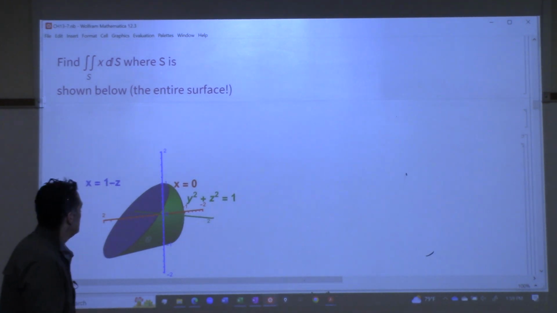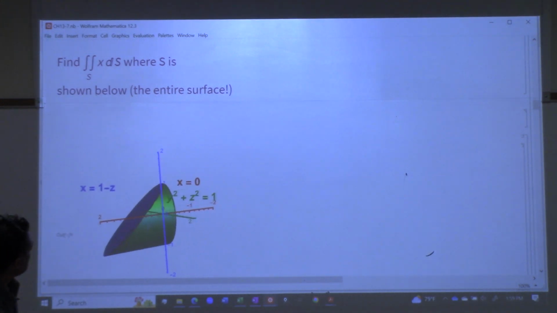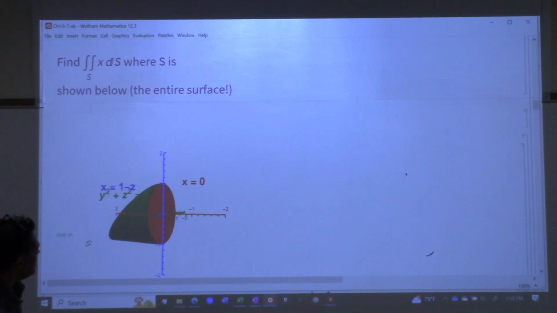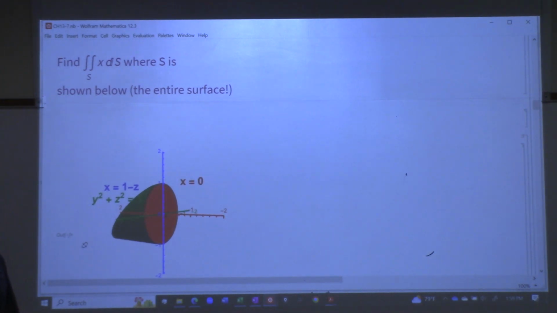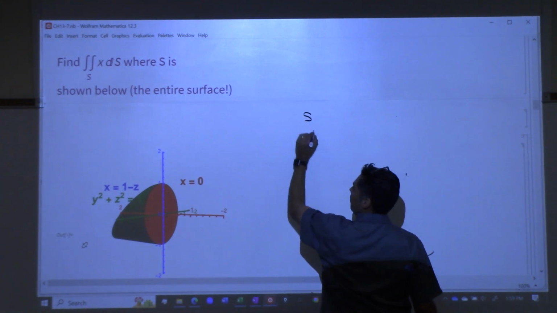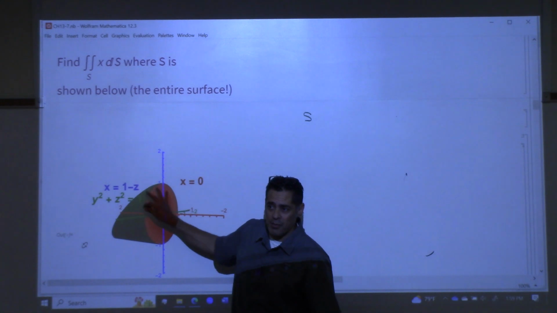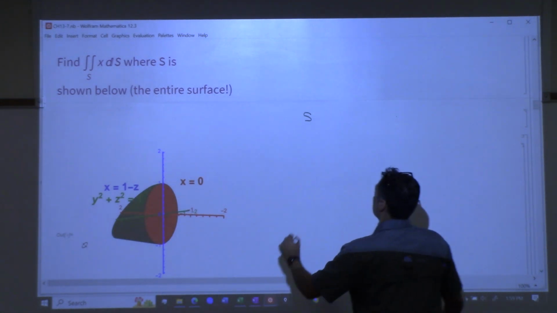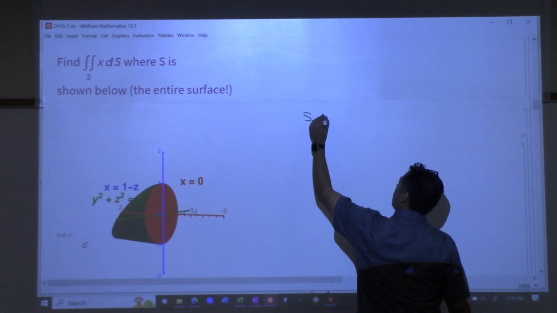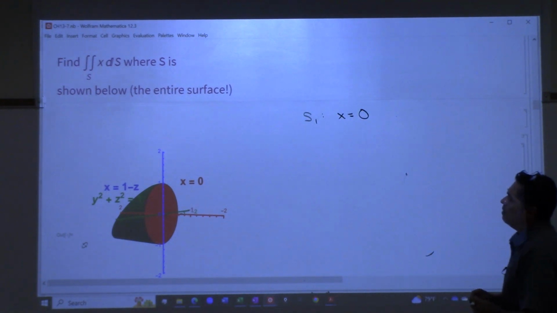Now I don't have colors, but let's start with the red one, because I think the red one's the easiest one. Let's call that one S1. Oh, by the way, I would give you all this, so you would have this information right here. S1 is going to be the one where we have x equals 0, just so we're clear.